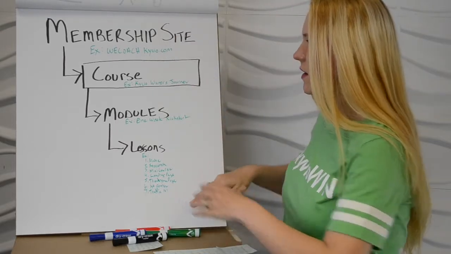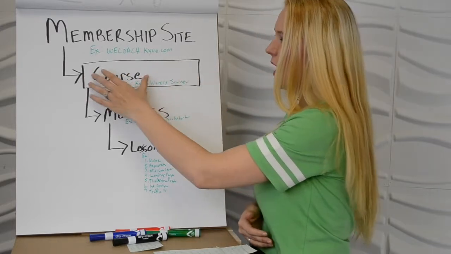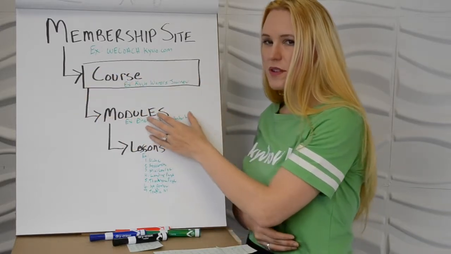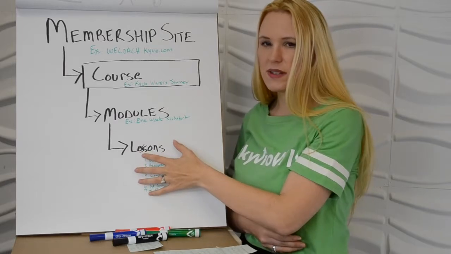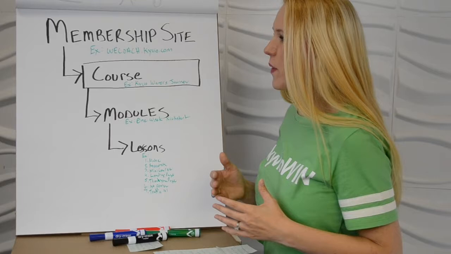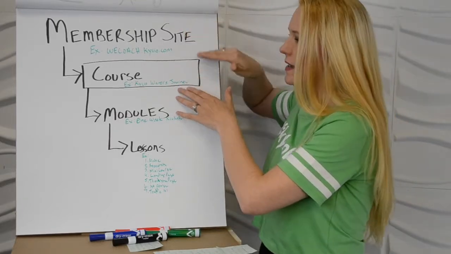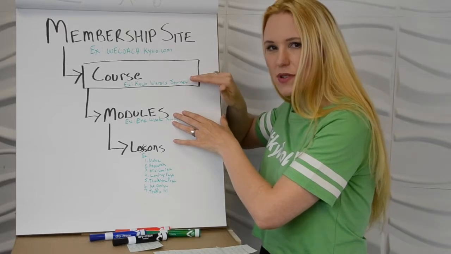This is just a hierarchy. So in your membership site, you might have several different courses. Inside your course, you may have several different modules and obviously several different lessons. And it's just a way to organize. Another way to think about it is the membership site is like the book. Inside the book, you have different chapters.